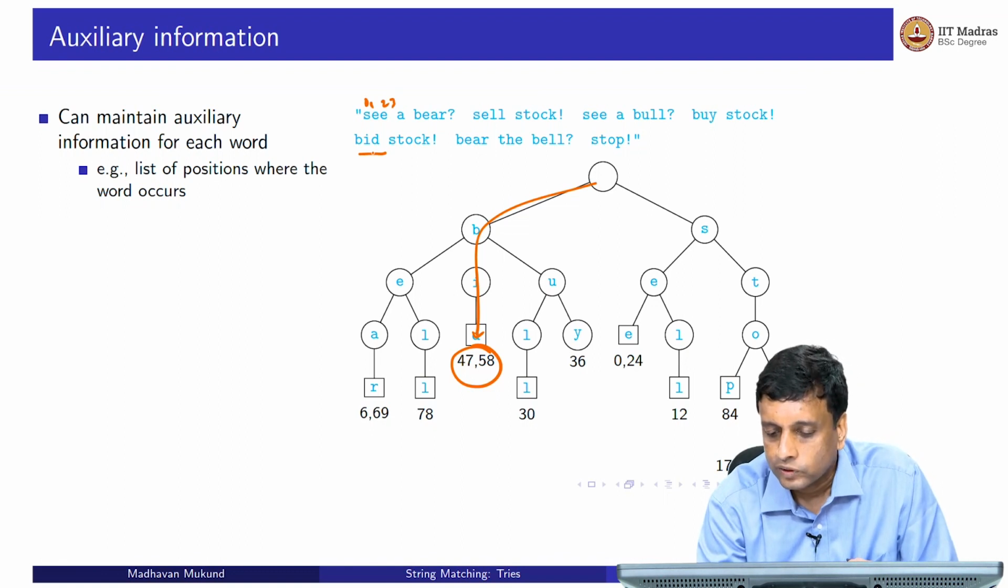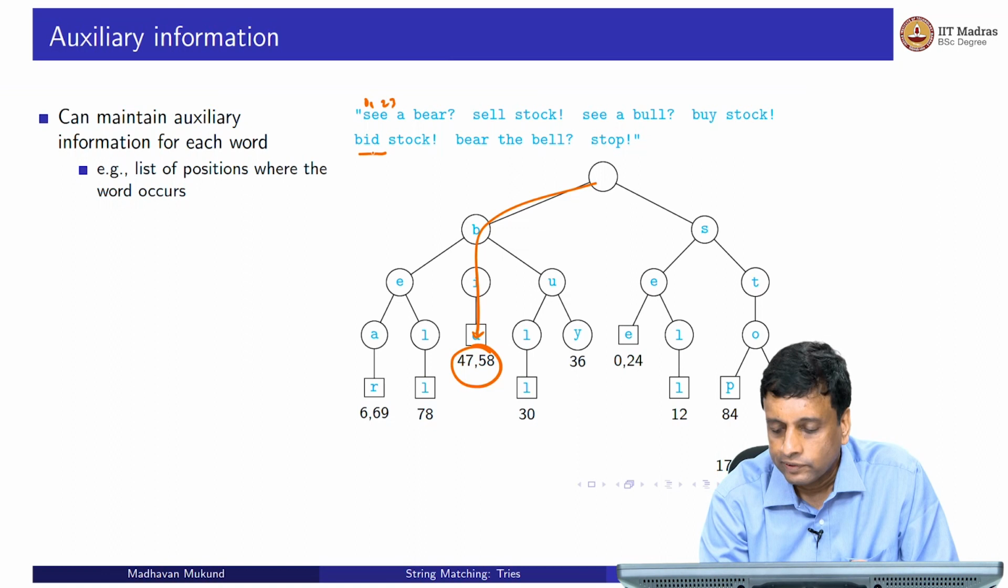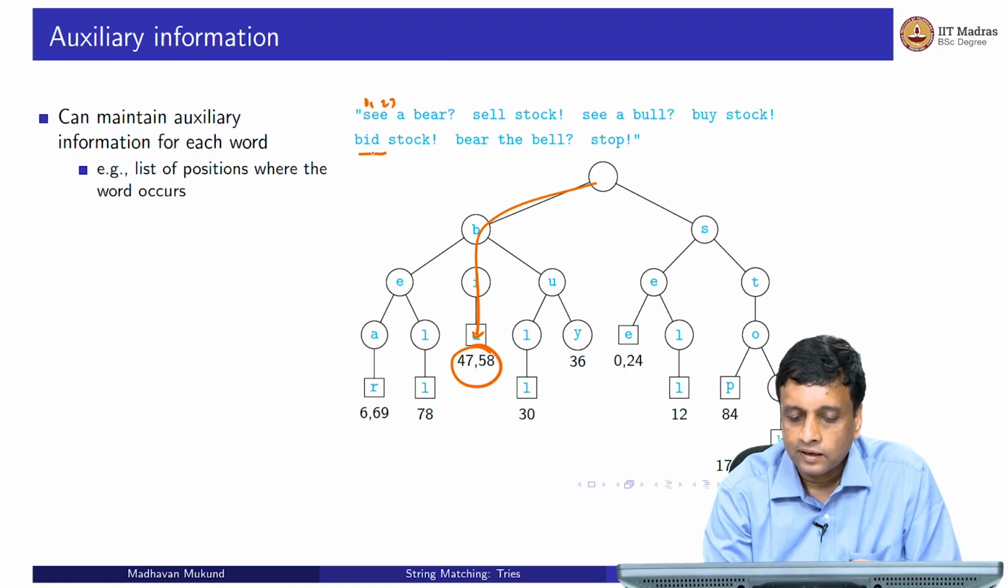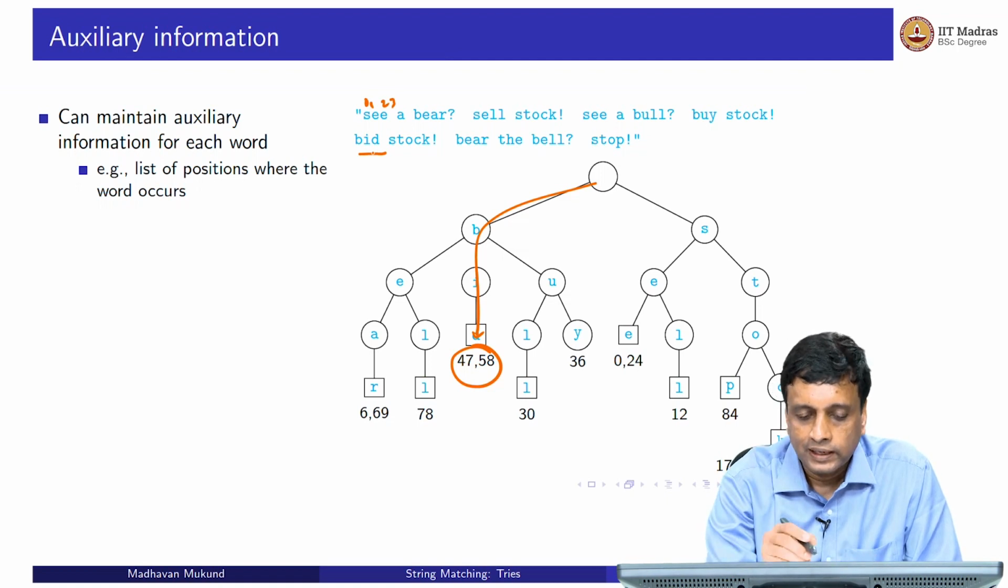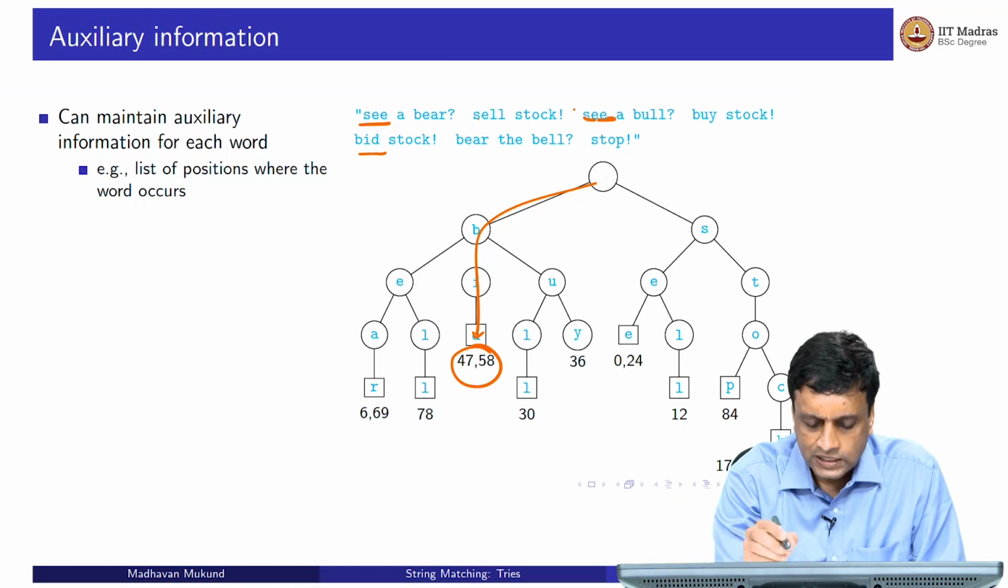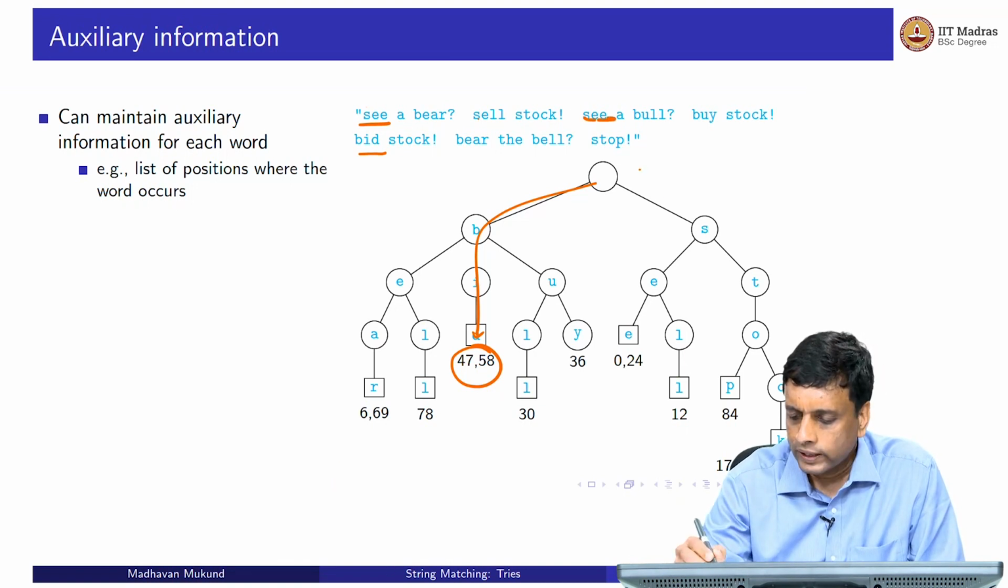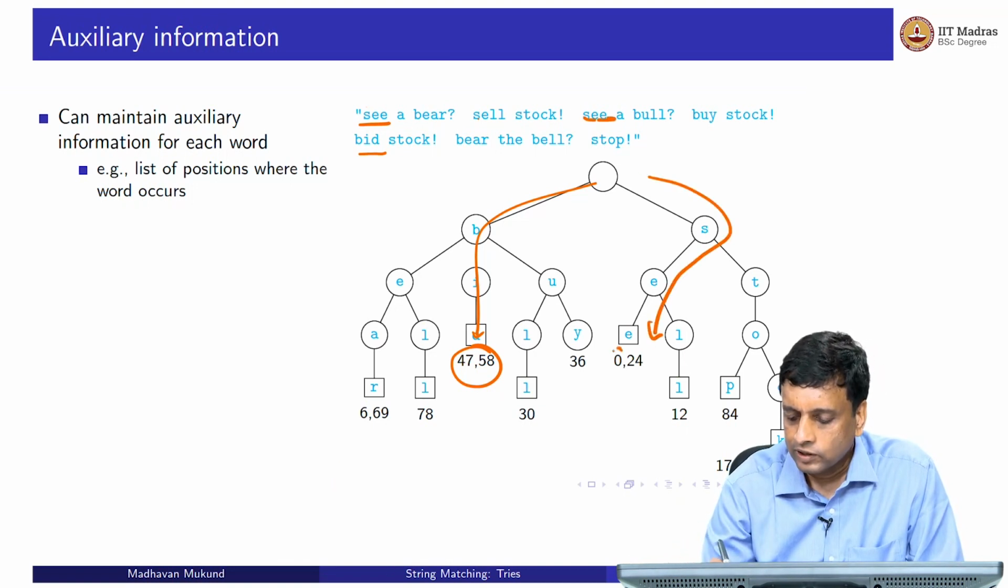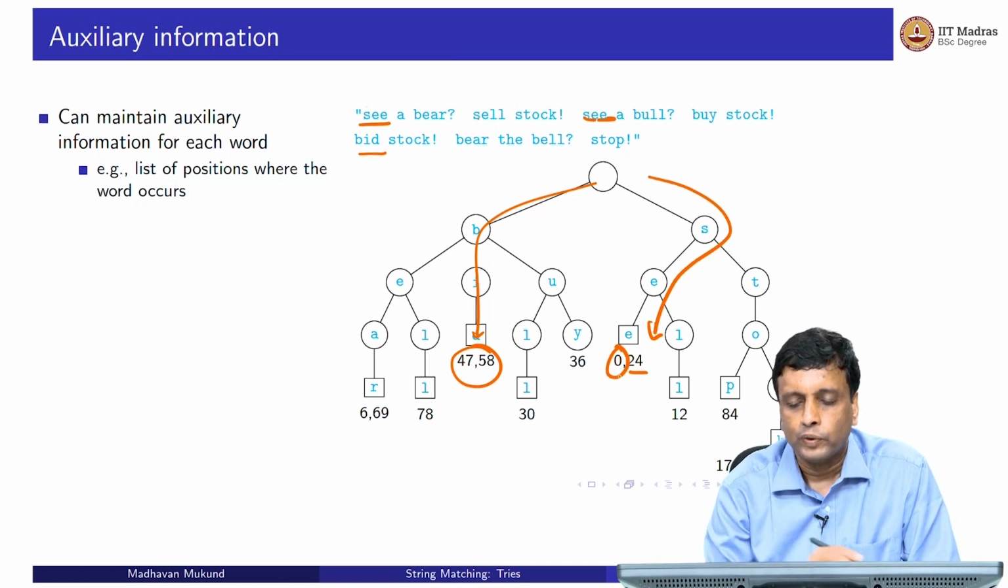So maybe it's not in 2 occurrences. So maybe it is buy, which should be in. So let's see another word. So maybe that's a mistake, but let's see a word like see, for instance. So see occurs twice, right? So the first time occurs right at the beginning. So if you look at SEE, it occurs at position 0 and it occurs at position 24.